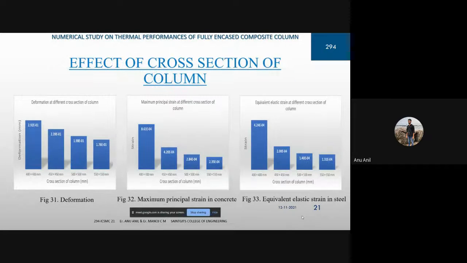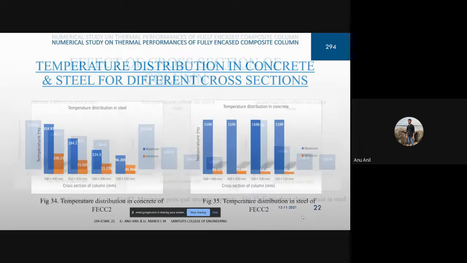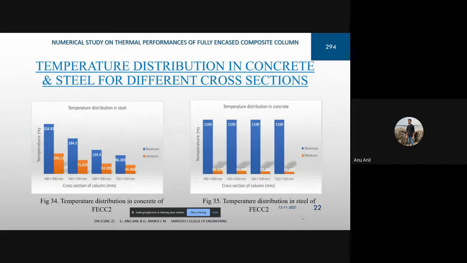And by increasing the cross section of column, you can see that the deformation, maximum principal strain and equivalent elastic strain in steel decreased. This is the temperature distribution in concrete and steel for different cross sections of the second column.